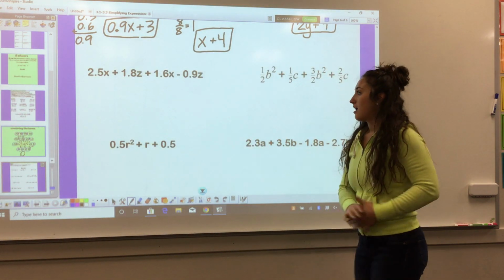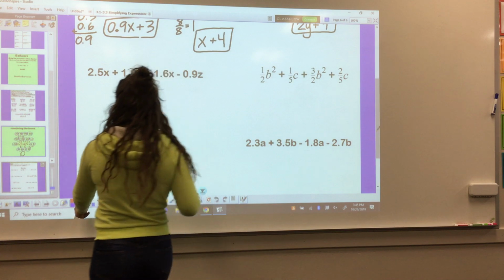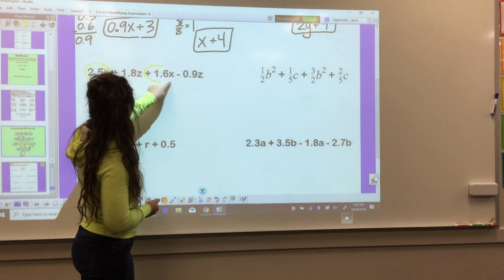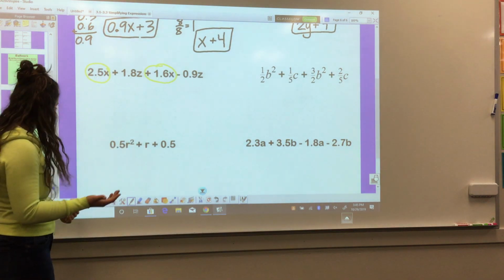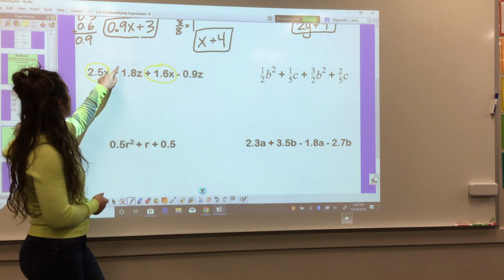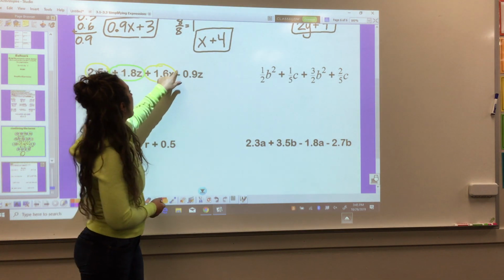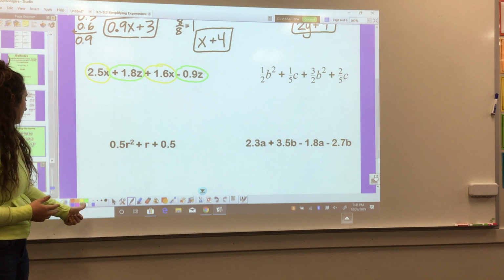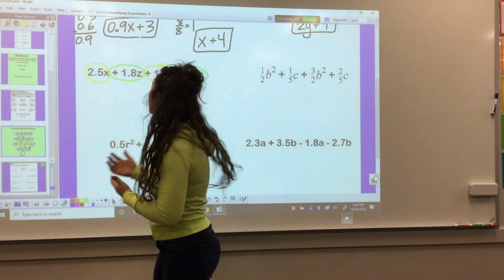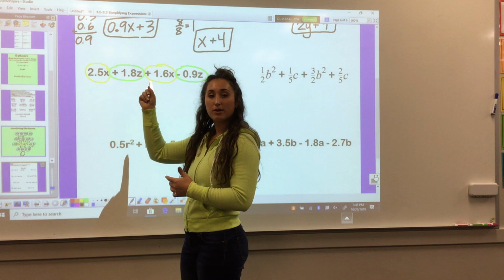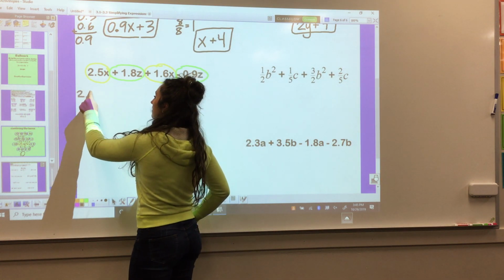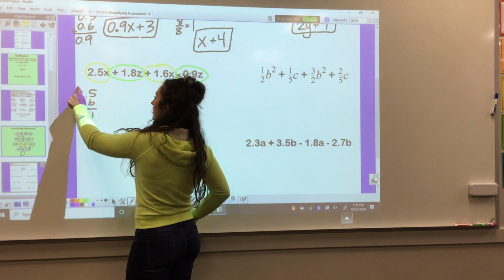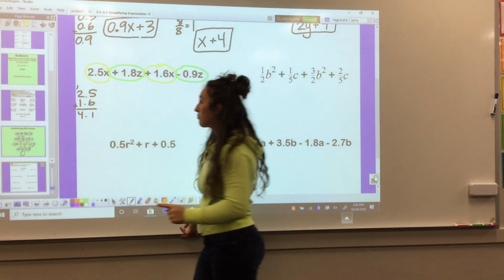All right, next one, we got some like terms I need to circle. So 2.5x and 1.6x are alike, along with 1.8z and negative 0.9z. Let's combine the x's first. 2.5 plus 1.6 is what I need to do. You get 4.1.